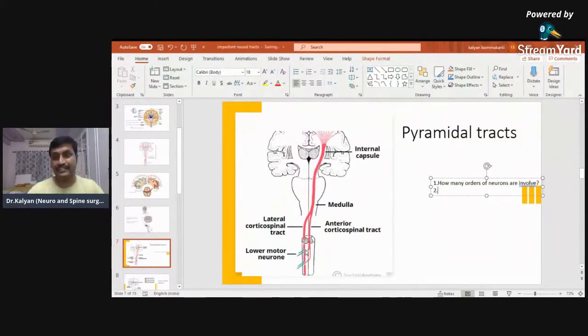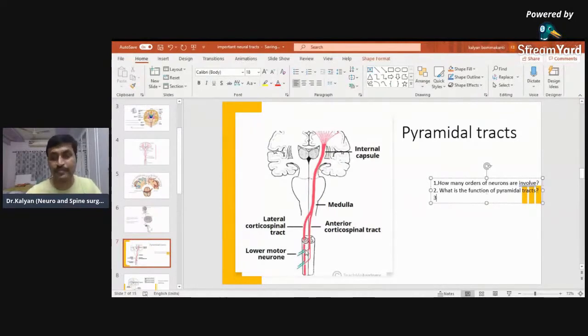Second one, what is the function of the pyramidal tract? So what is the function? Right. The main function of the pyramidal tract is the control of motor movements.